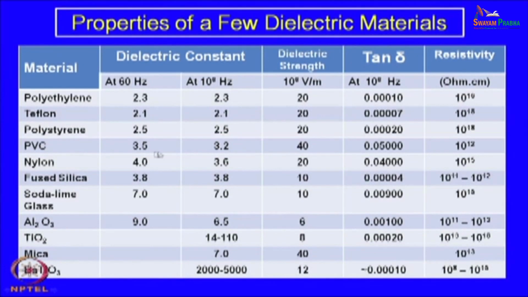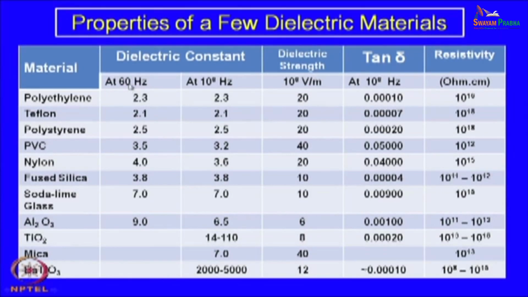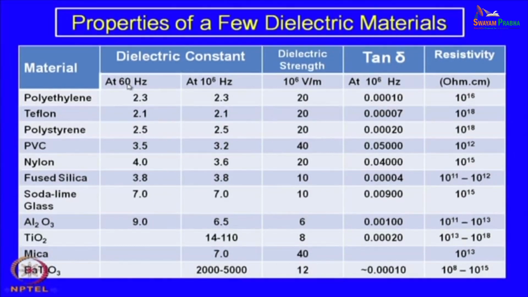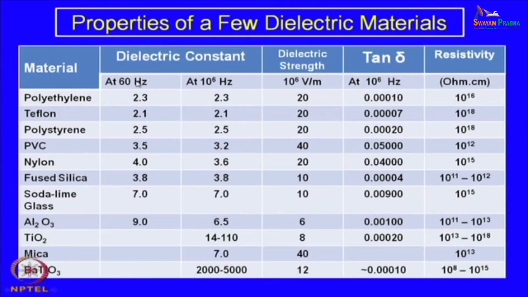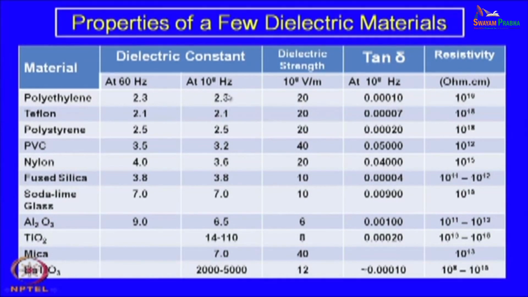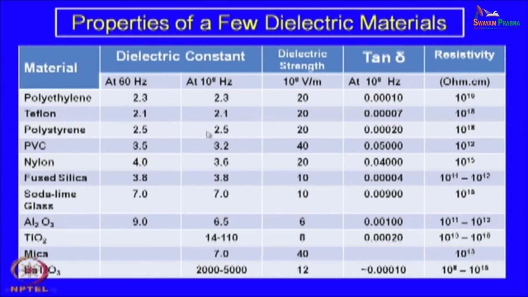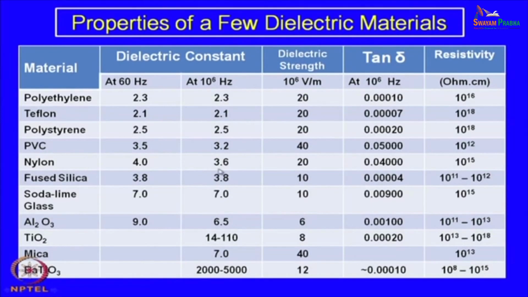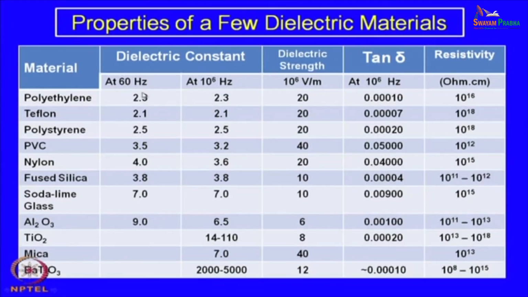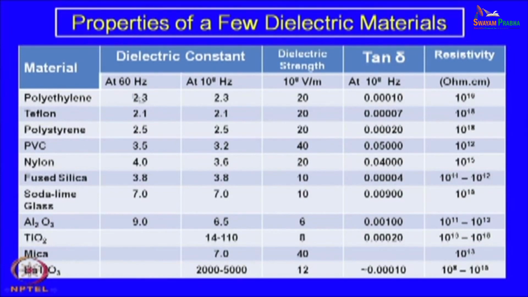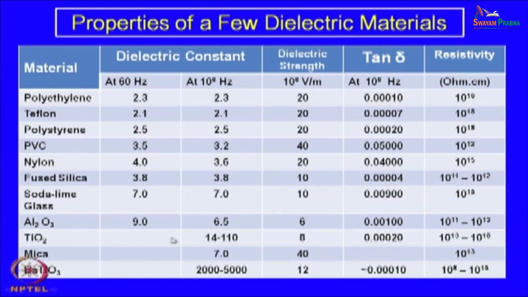Of course, as you can see, there is hardly any difference between this value of the frequency and this value. This is about 60 hertz, whereas the other one is about 1 megahertz, 10 to the power 6 hertz. So, the variation of dielectric constant in this range is almost negligible, very small, but in general the polymers have a little lower dielectric constant than the ceramics.